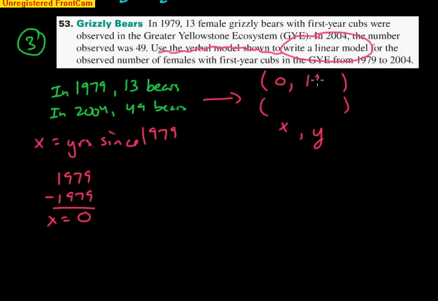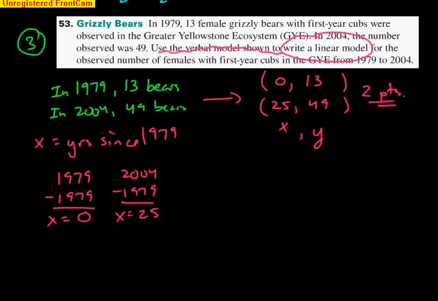The y is then going to be the number of bears, 13. To find the x that goes with 2004, we're going to take 2004 and subtract 1979. And this comes out to be 25. That's my x, 25. And my y is the number of bears. So now in this problem, and maybe in some other problems, you're given 2 points.